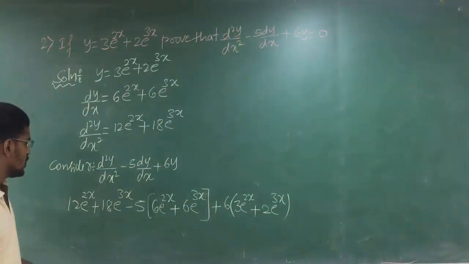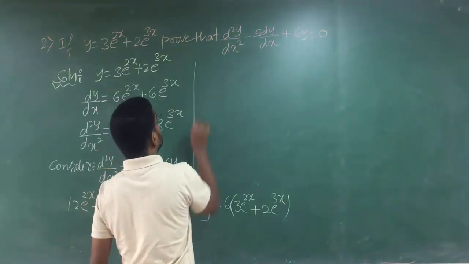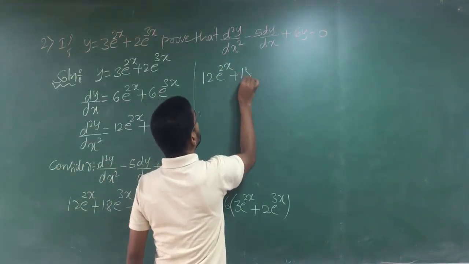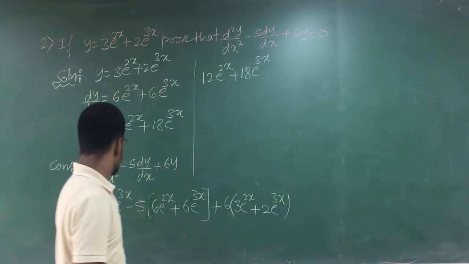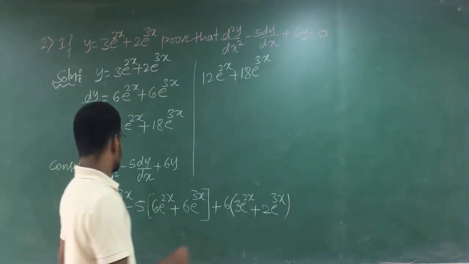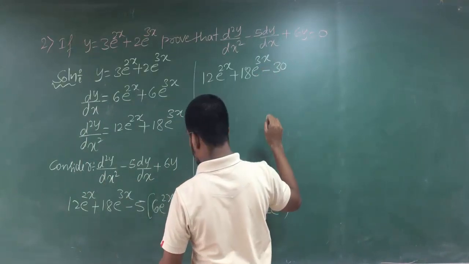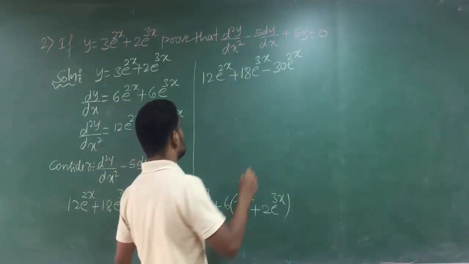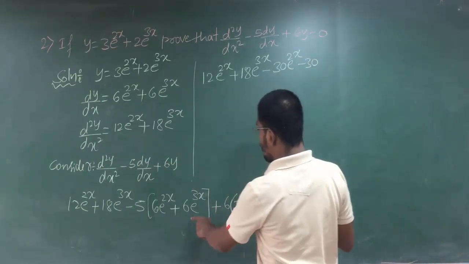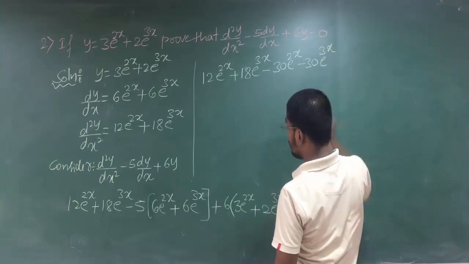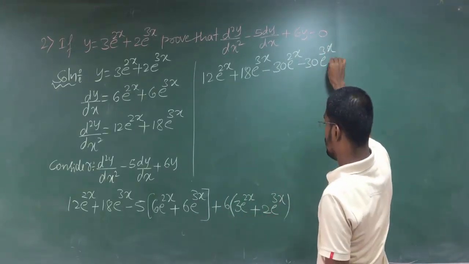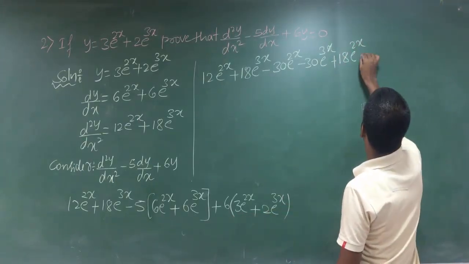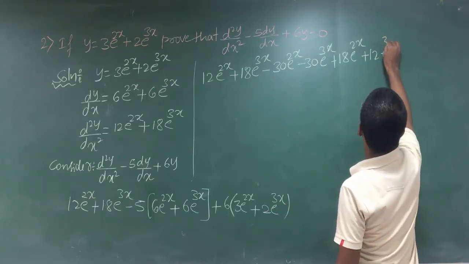Now simplify. What are you going to get? 12 e to the power of 2x as it is, 18 e to the power of 3x as it is, minus 5 into 6, minus 30 e to the power of 2x. Again minus 5 into 6, minus 30 e to the power of 3x. 6 into 3, plus 18 e to the power of 2x. 6 into 2, plus 12 e to the power of 3x.